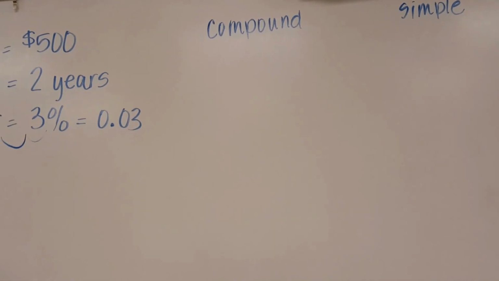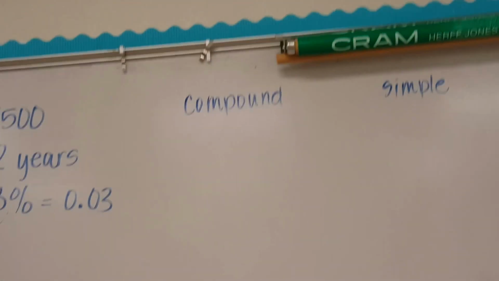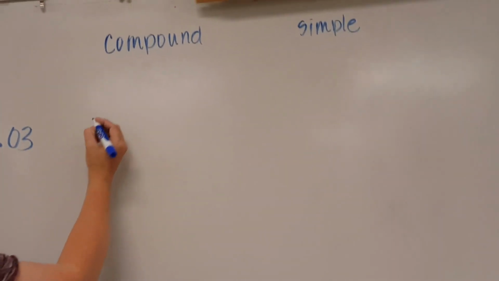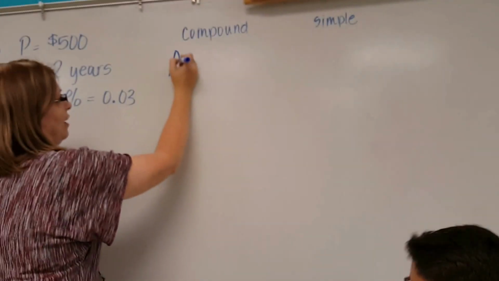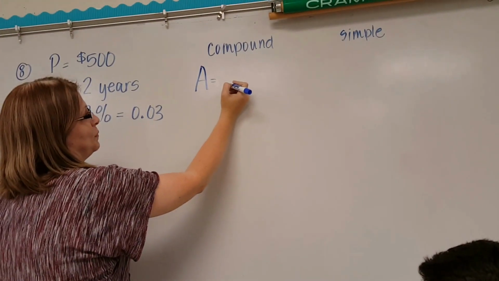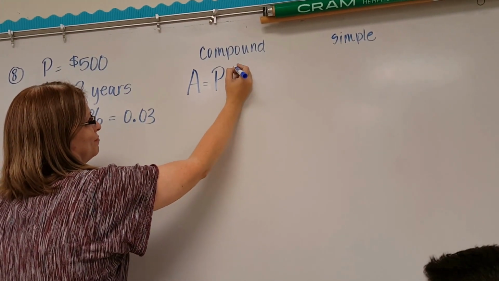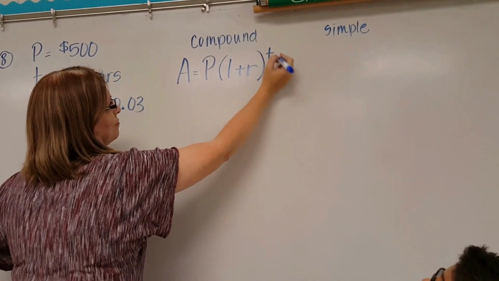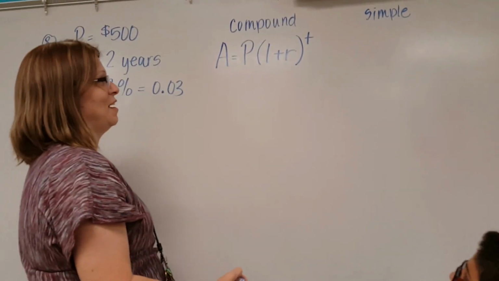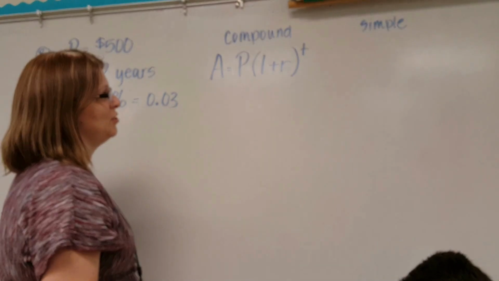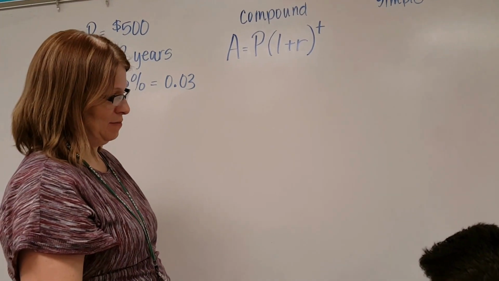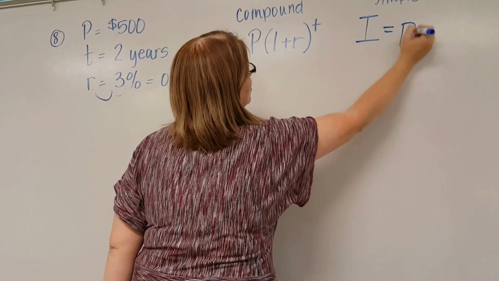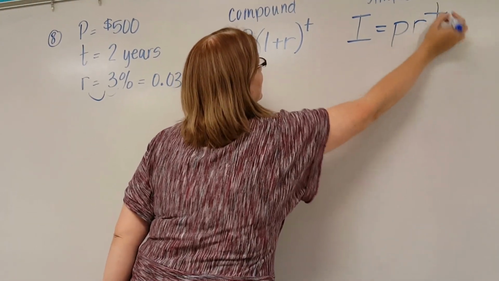So we need from our math chart our formula for compound interest. Compound interest is A equals P times (1 plus R) to the T. Right? Okay. What about the simple interest formula? It would be I equals P R T. Okay. Interest is equal to principal, the rate, and the time.